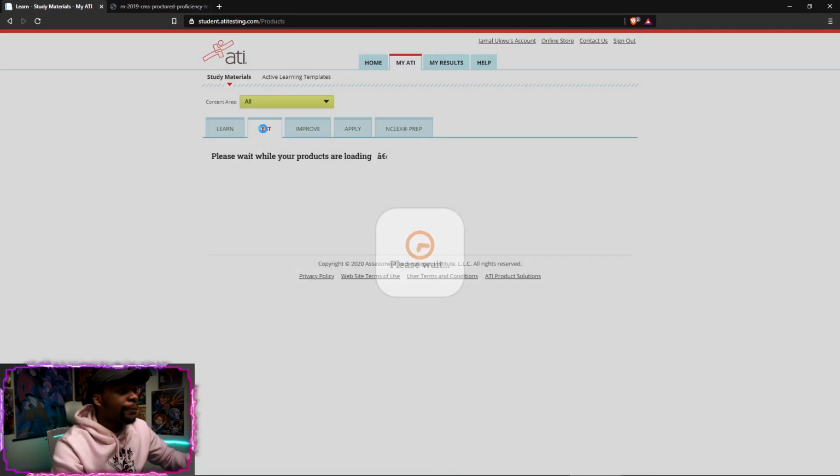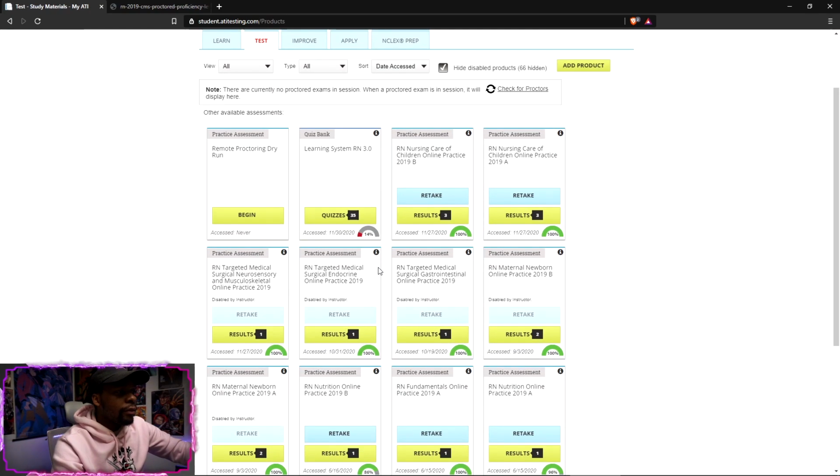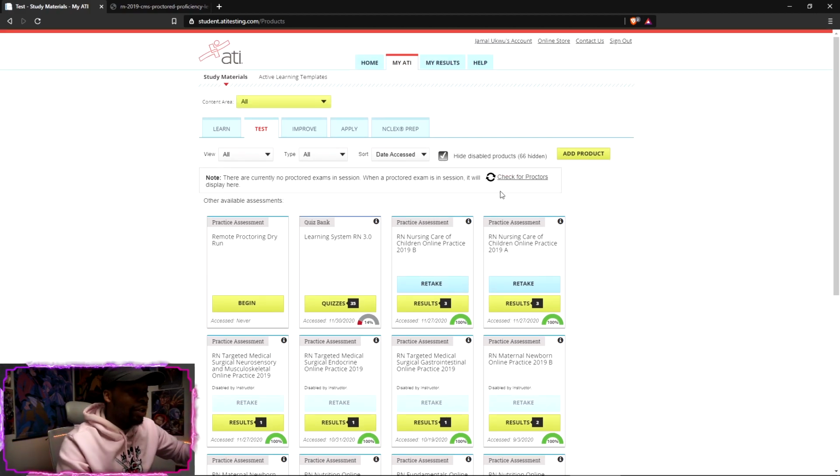For starters, let's just go to this one first, because the other one is way more important. I did both practice A and practice B 3 times each. The first one, I ain't read too much. The second one, I did a lot more reading. The third one, let's actually confirm if the stuff that I did actually stuck to my brain and I actually retained it, right? The major thing though, you see this learning system RN 3.0, click on that.